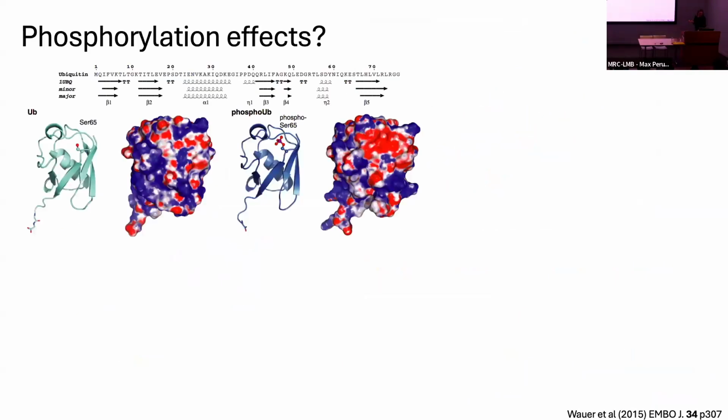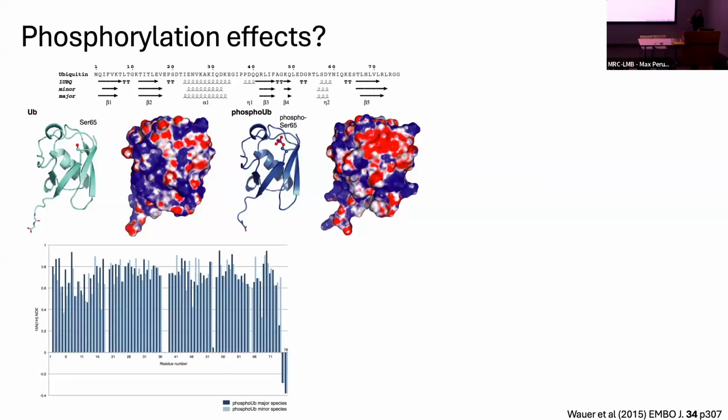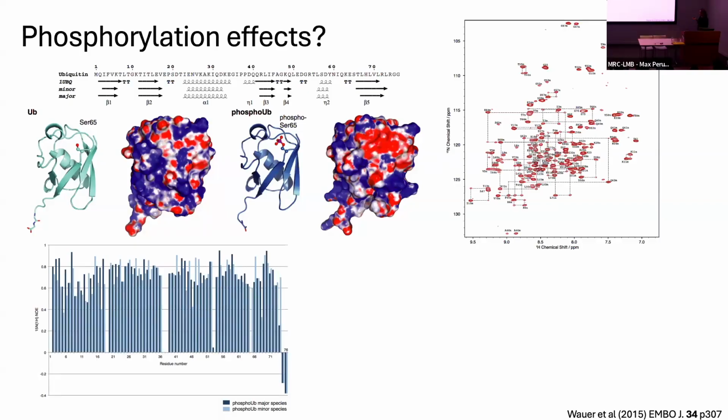We wanted to study that a bit more. Crystallization of phosphoubiquitin gave the same overall fold as wild type, except for this patch of negative charge. Our secondary structure analysis showed that the fold was maintained in the major and the minor species. Our dynamics analysis suggested that essentially they've got the same rigidity, apart from at the very C terminus, which is more rigid for the minor species.